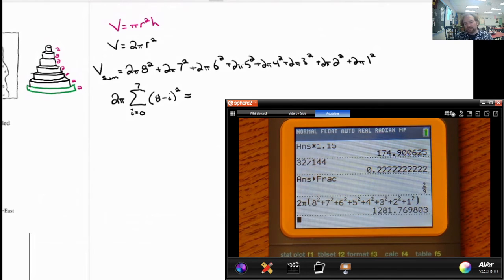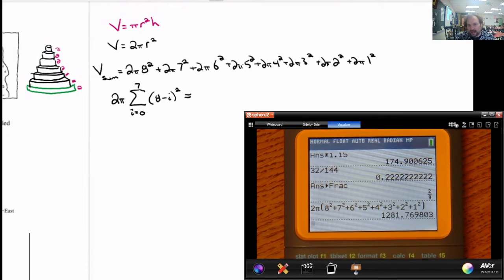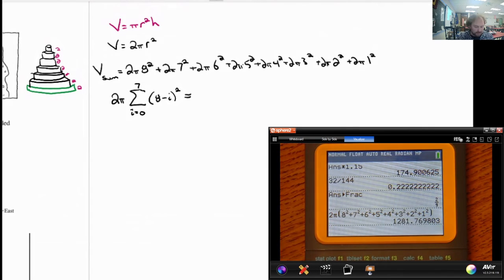And eventually we're going to think about this as an integral, which is actually a lot easier than it sounds. This is going to be about 1281.77, if we're rounding correctly. And the unit would be cubic inches, since everything is measured in inches in this problem.